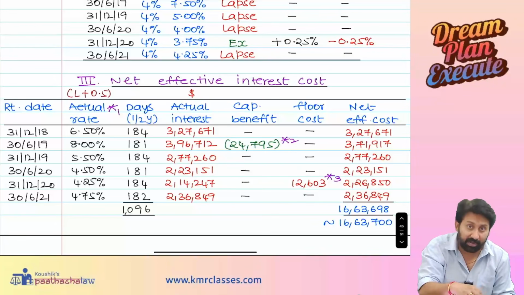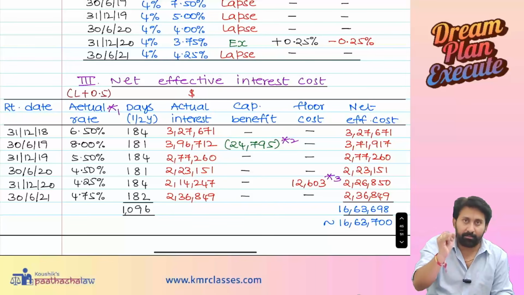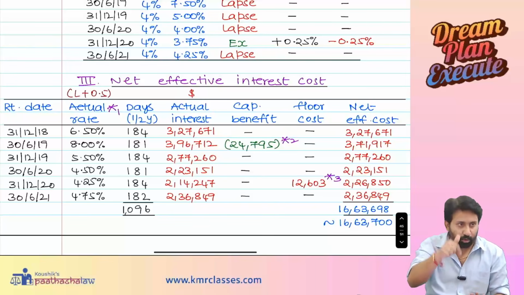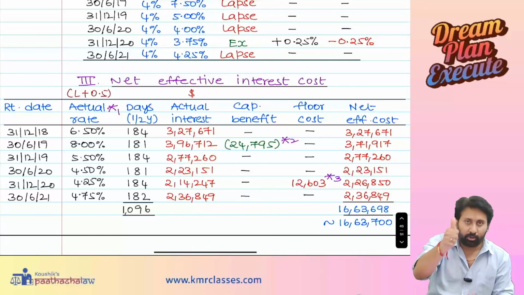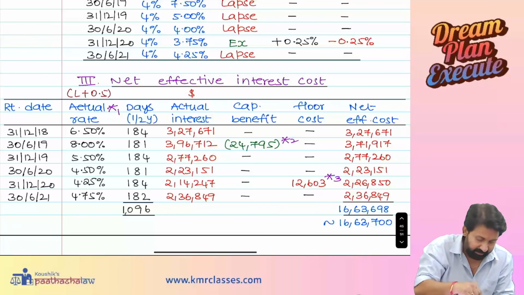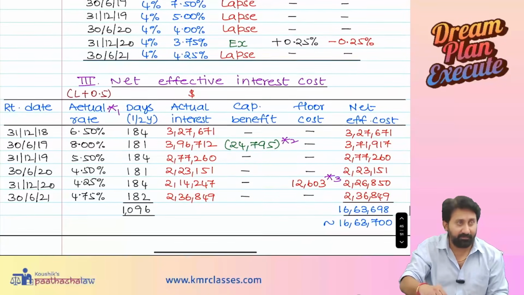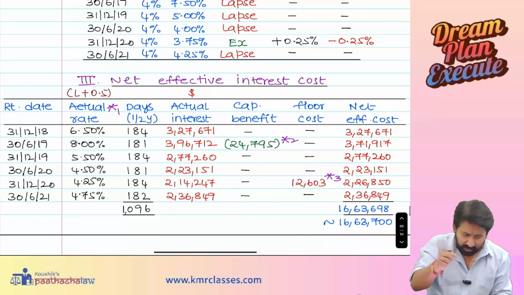Day count convention is important. From July, you have to count it. July, August, September, October, November, December, 6 months. So July 31, August 31, September 30, October 31, November 30, December 31: 184 days.